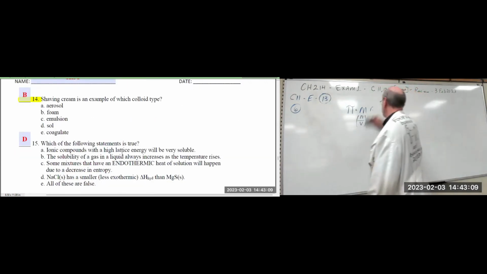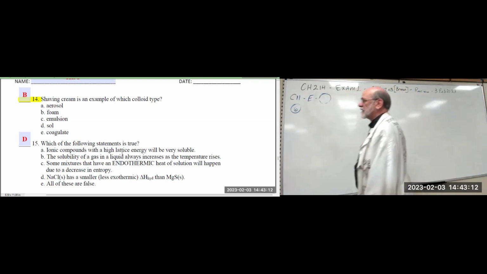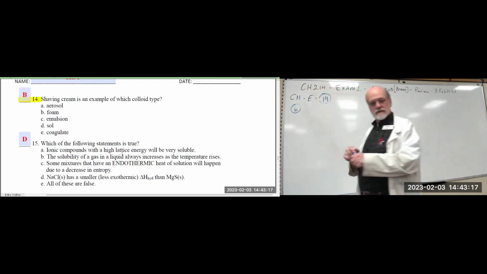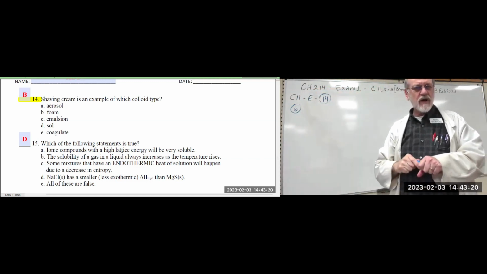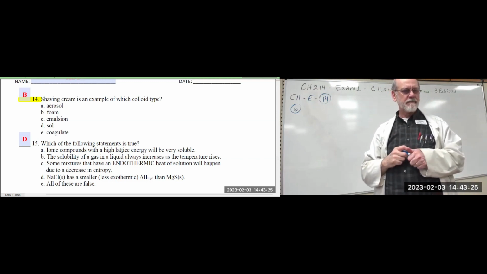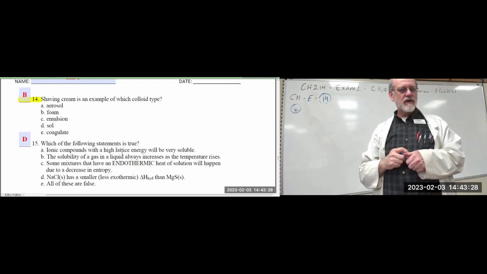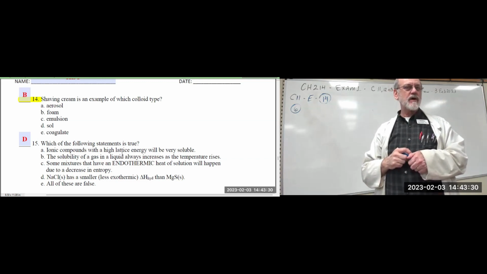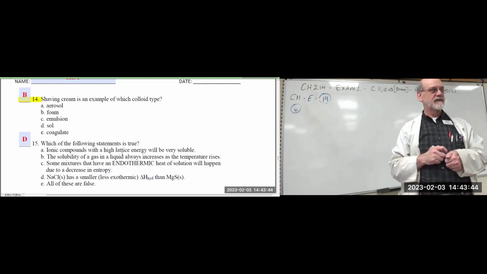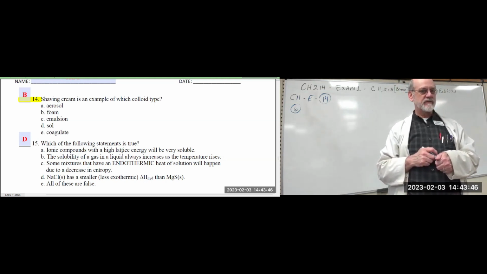All right. So we got 14 coming up. Okay, shaving cream is an example of which colloid type? You remember your colloids? What's an aerosol? Aerosol is a solid or a liquid suspended in a gas. Right? So that's not shaving cream. Shaving cream is a gas suspended in a liquid, which is a foam. That's why B is the answer.